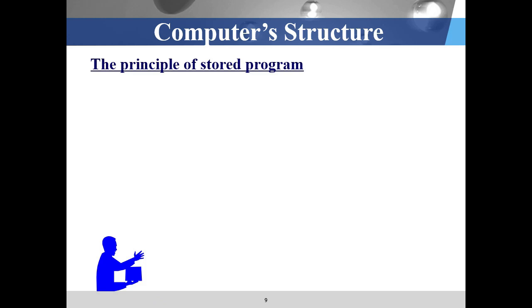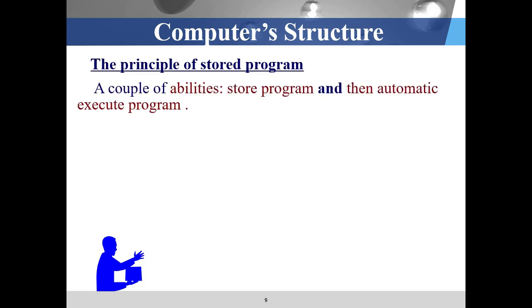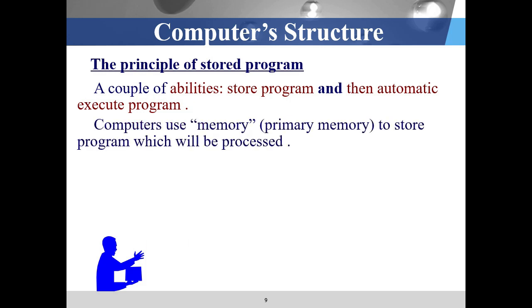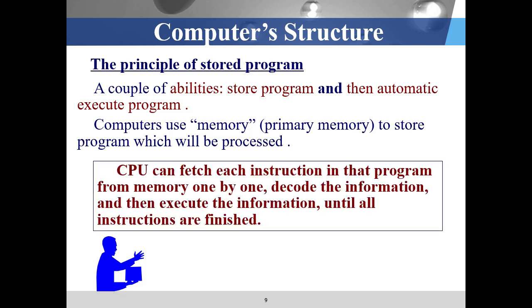So we first look at the principle of the stored program. A computer should have a couple of abilities, like storing a program and then automatically executing the program. The computer will use the memory to store the program, which will be processed later by the CPU. The CPU can fetch each instruction in that program from the main memory one by one, decode the information, and then execute it until all the instructions are finished.